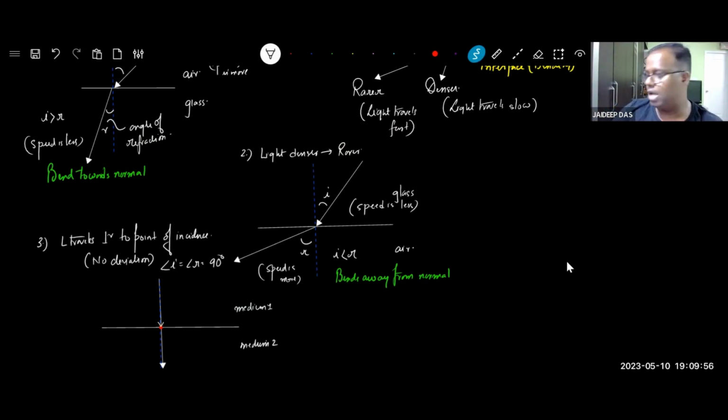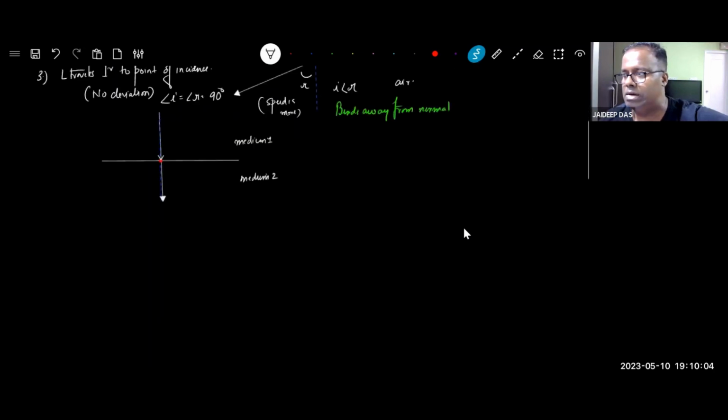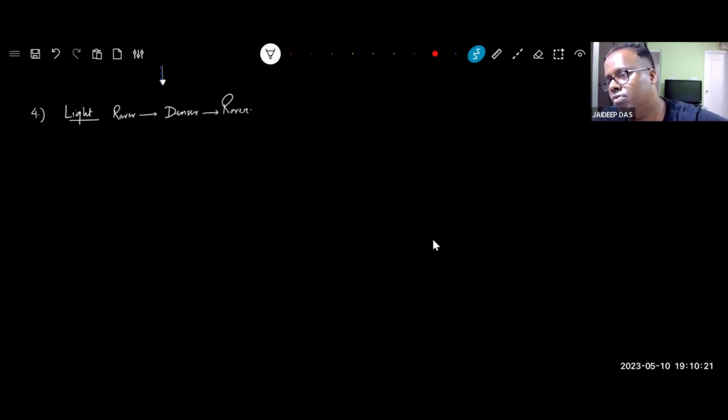This is just a quick recap of whatever we had studied in our previous class. After that, we combined all drawings and we said that this time light is going to travel from rarer to denser and again to rarer, where I'll call this medium 1, this is medium 2, and this is again medium 1, which means these two are the same medium. Let's try to do that.